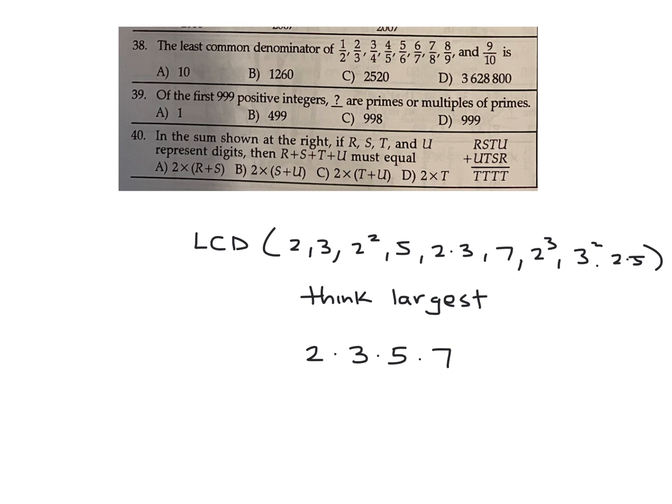So what's the largest in all of these? For 2, it's this guy. 2 to the power of 3 is the largest. For 3, this guy, 3 to the power of 2. For 5 it's just the power of 1, and 7 the power of 1. So that's the largest. So this is actually 8 times 9 times 5 times 7, and that is 2520.